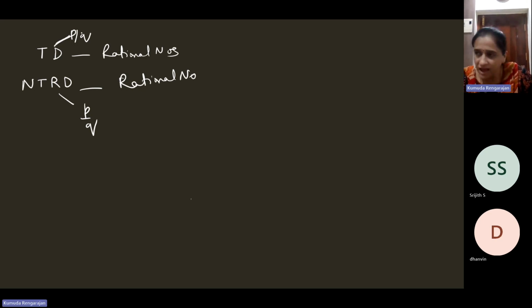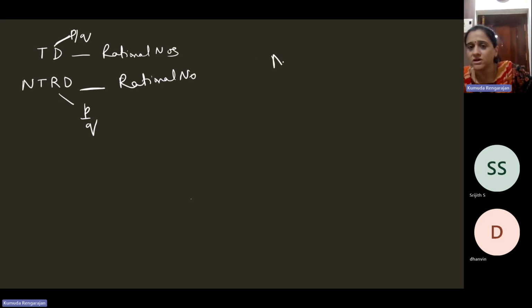A terminating decimal has a P by Q form. That's why a terminating decimal is a rational number. Every non-terminating repeating decimal also has a P by Q form. That's why a non-terminating repeating decimal is a rational number.